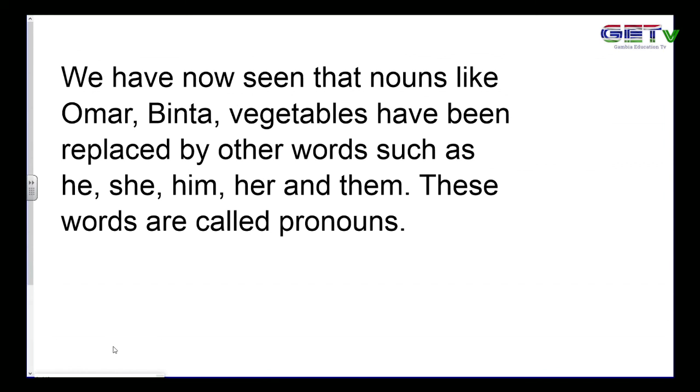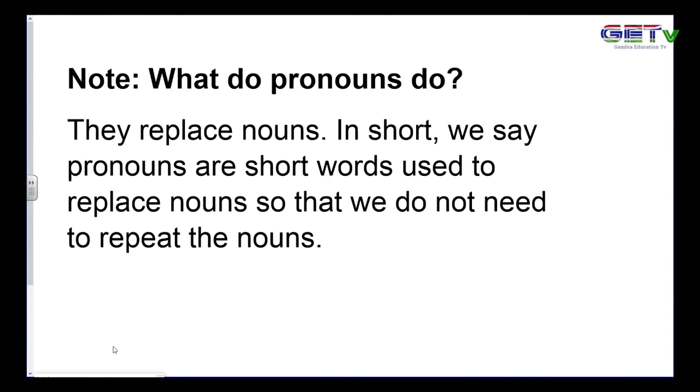What are those words called? These words are called pronouns. I repeat them again. Words like he replaces Omar, she replaces Binta, him replaces Omar again, her replaces Binta, and them replaces what? Vegetables. These words are called pronouns.